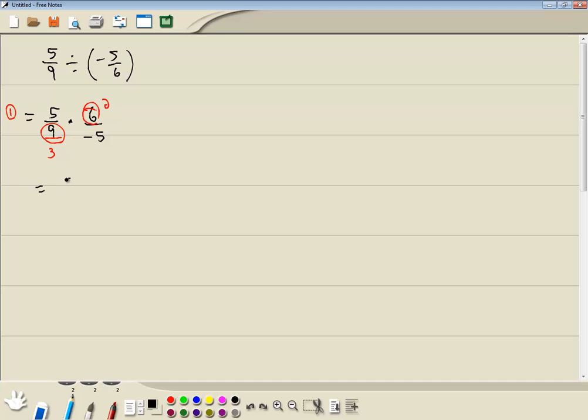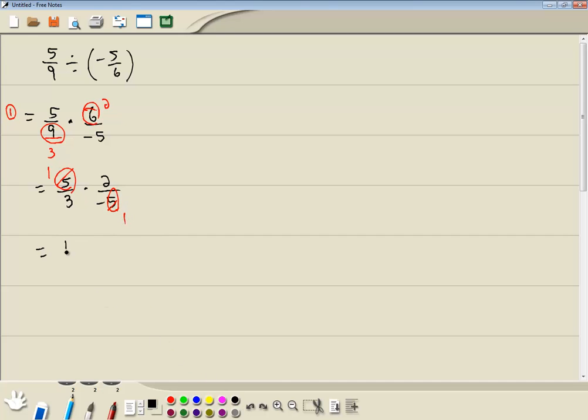So we're going to have 5 over 3 times 2 over negative 5. The only guideline is one's on top, one's on the bottom, and you can divide them both by the same number. They don't have to be in the same fraction. They can be, but they don't have to be. Well, here's a 5 and here's a 5. Those are both divisible by 5. 5 divided by 5 is 1. 5 divided by 5 is 1.